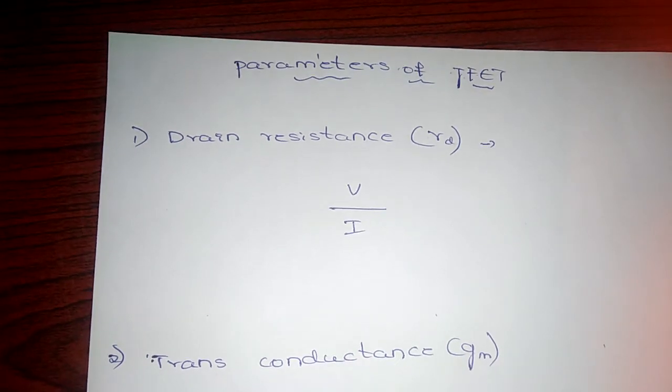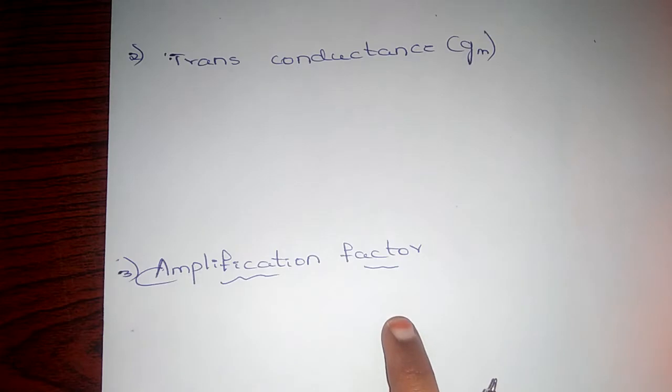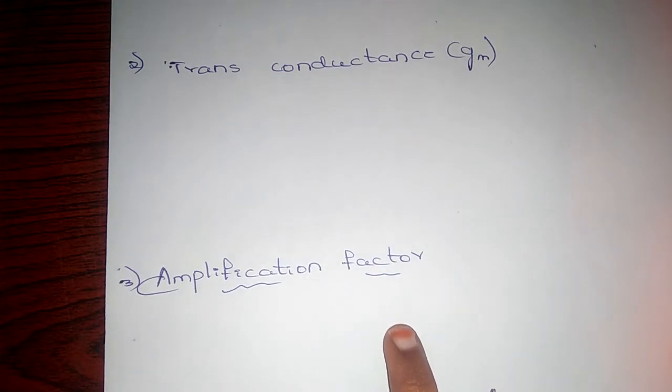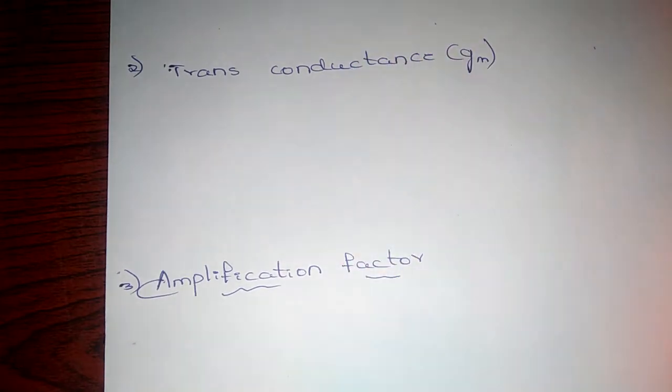Today in this video, let's know about the parameters of JFET. Here we have three parameters of JFET: drain resistance, transconductance, and amplification factor. And let's also look at the relation among them.